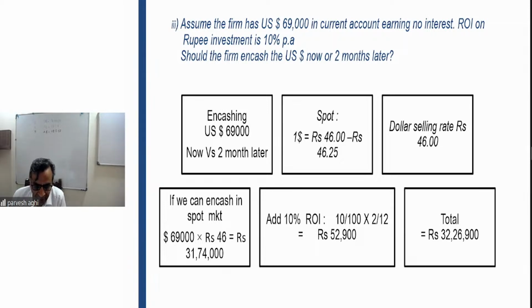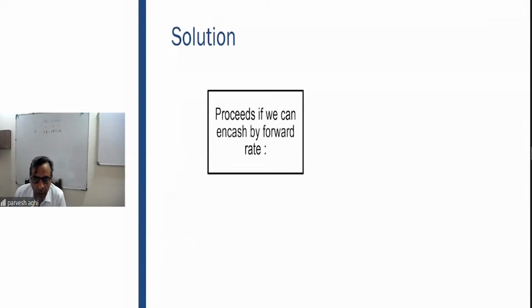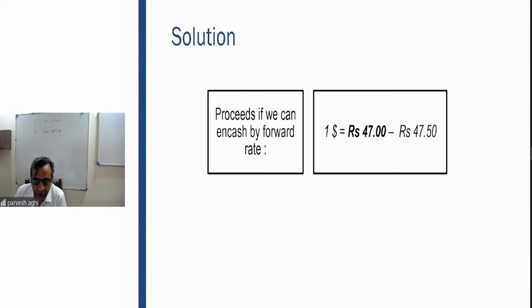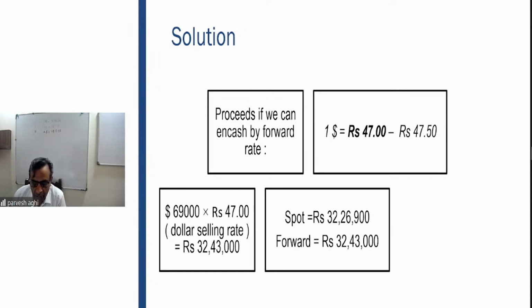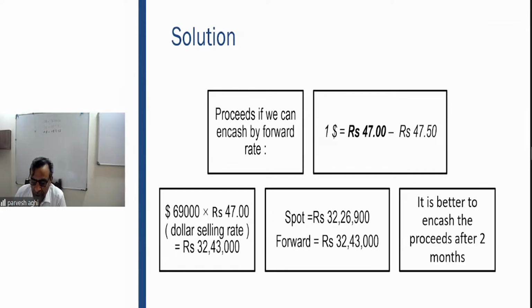Though you got 31,74,000 immediately by encashing in the spot market, your money was lying in a bank account and earned interest of 10%, and then your money grew to 32,26,900. Now, the other option was to wait for 2 months and convert your dollars into rupees after 2 months. So you did that, and you got 32,43,000. Now, if you compare both the options, the spot versus the forward, you find that forward is giving more money. So it is better to encash it after 2 months.